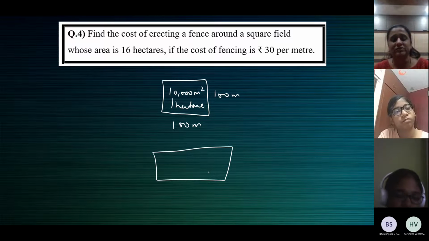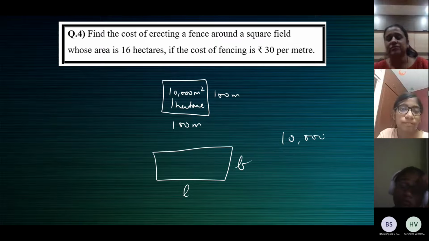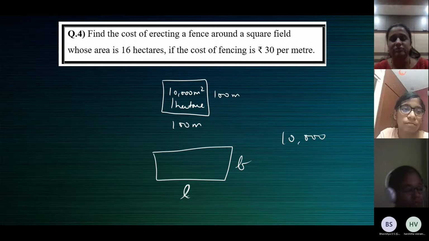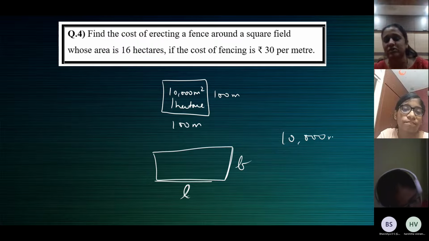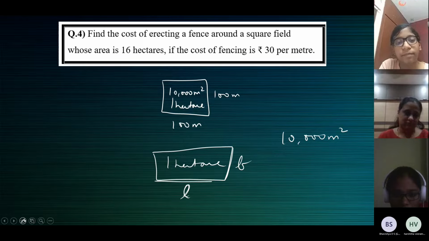If it's a rectangular piece of land, when you multiply the length and breadth, you must get the answer as 10,000, because L into B is area. So when you multiply the length and the breadth of the rectangular plot, you must get 10,000 meters square. Then the area of that land is 1 hectare. In that case, L will be 1,000 and B will be 10.